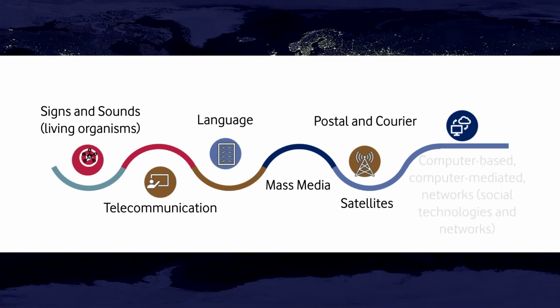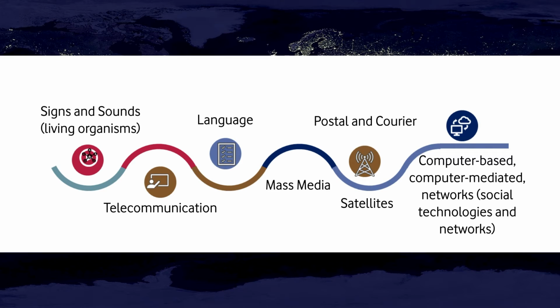And finally, the third development of technology, as I said, is computing, the developments of computer technology, which is called computer-based, computer-mediated, computer-enabled or computer-maintained, which is more related today to social technologies and social networks, including Facebook and so on, and many other such channels which are available for communication. So to conclude, the different strategies that are available to us today are signs and sounds, language, the courier system, telecommunication, mass media, satellites, and computers.